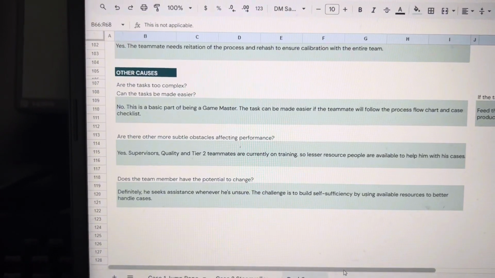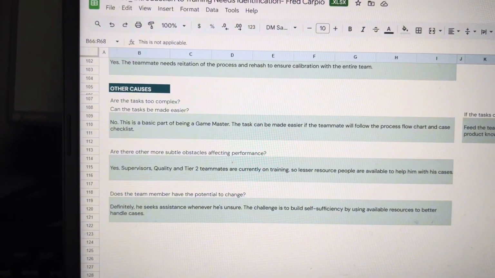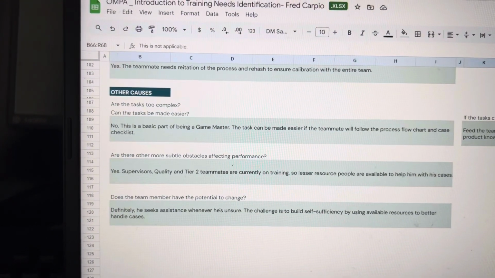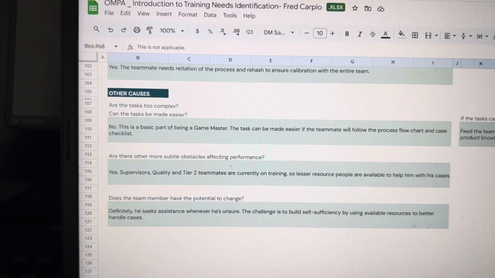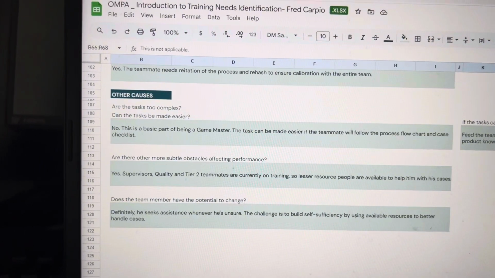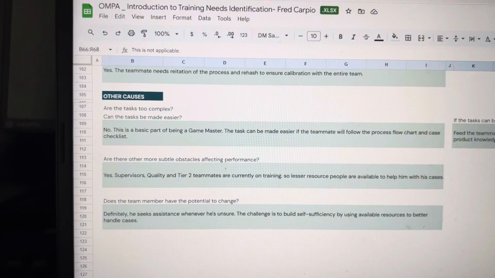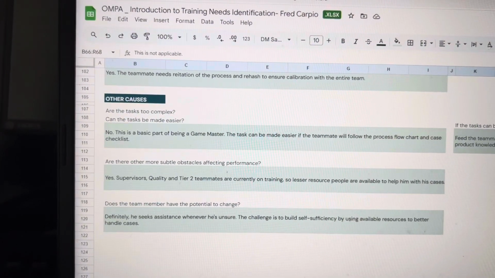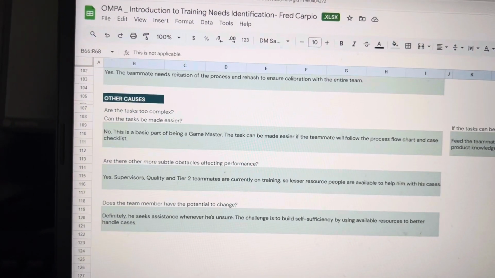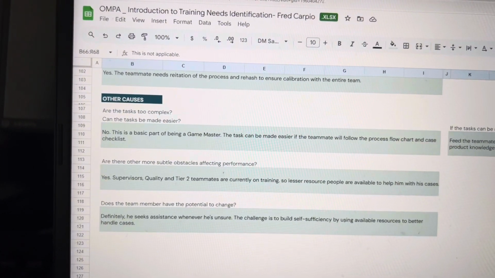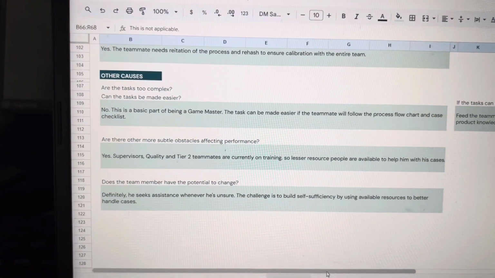Are there other more subtle obstacles affecting performance? Yes, supervisors, quality, and tier 2 teammates are currently on training right now, so fewer people are available to help them with their cases, because normally we assist them full time, but now that we're on training, there are fewer resources they can ask questions, or less time allotted for them.